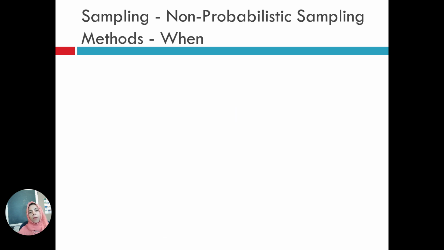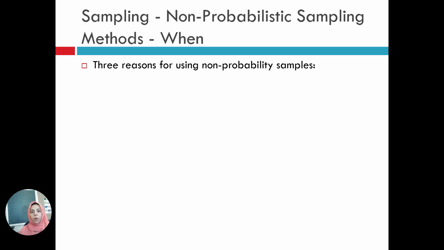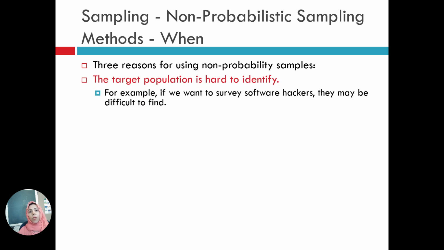But nevertheless, there are some scenarios where a researcher has no option but to use one of the non-probabilistic sampling methods, or one of the techniques available in a non-probabilistic type of sampling methods. और वो कब है? There are 3 reasons कि एक researcher, despite knowing कि he or she might run the risk of the survey being non-representative of their target population, use them. Number one is the target population is hard to identify.